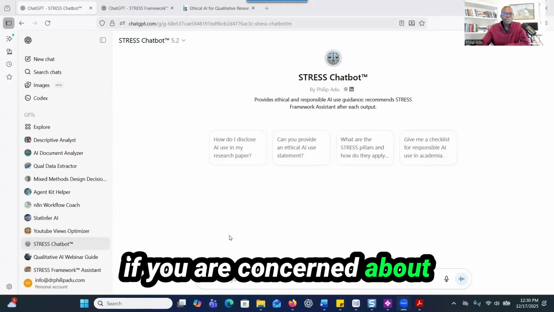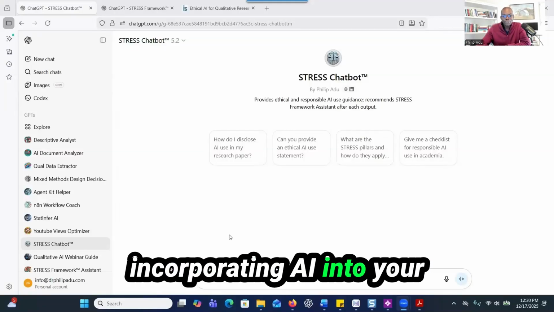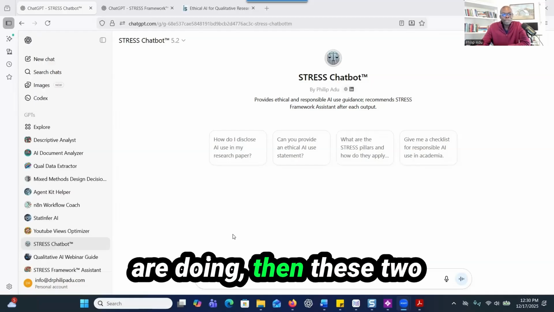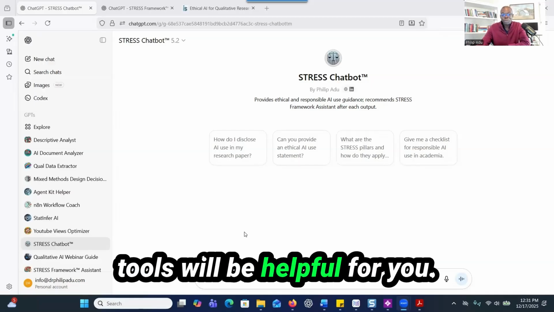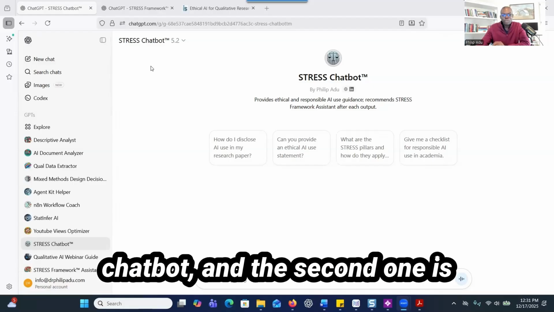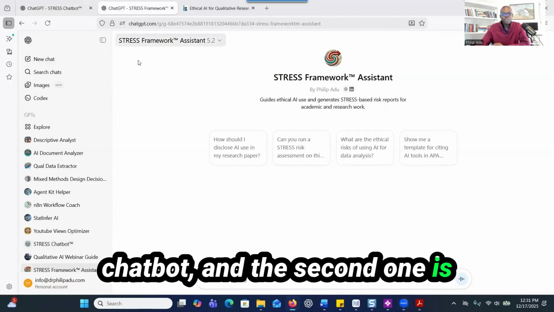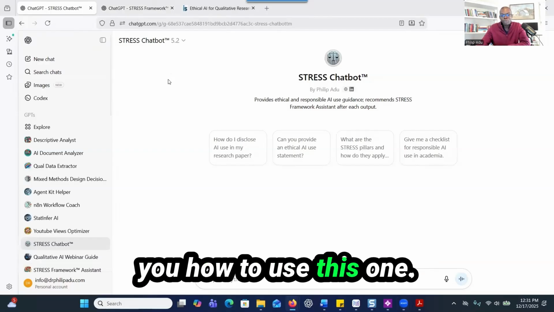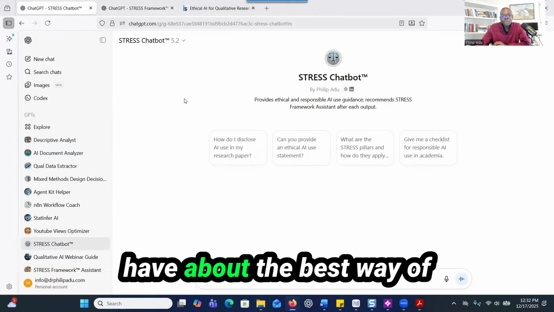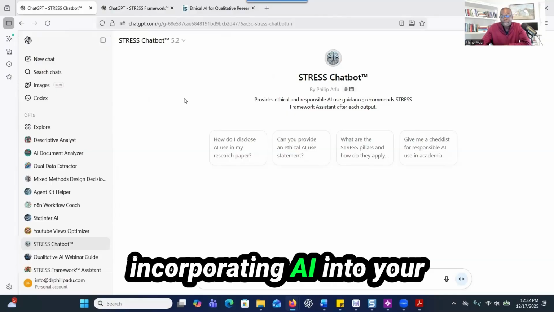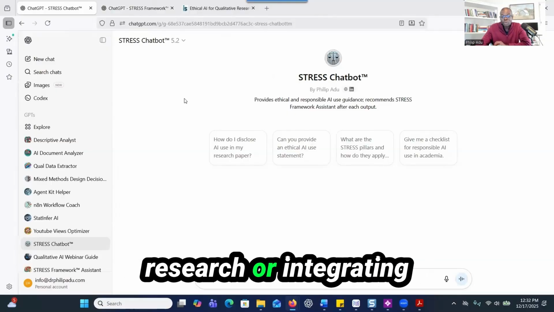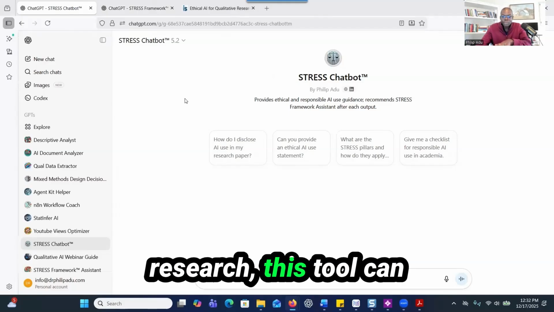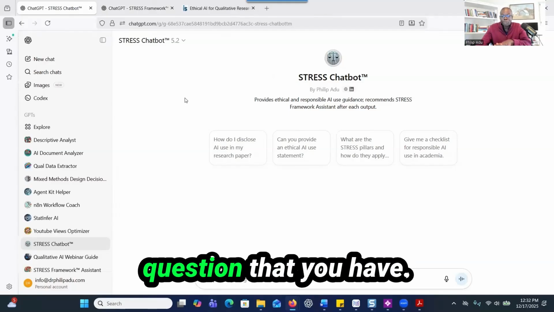If you are concerned about incorporating AI into your qualitative research or any kind of research that you are doing, then these two tools will be helpful for you. The first one is the Stress Chatbot, and the second one is the Stress Framework Assistant. I'm also going to show you how to use them. Any question that you have about the best way of integrating AI ethically into your research, this tool can help you answer.